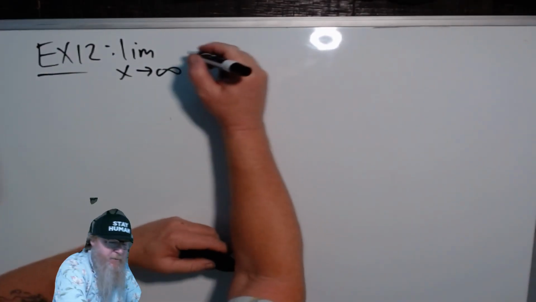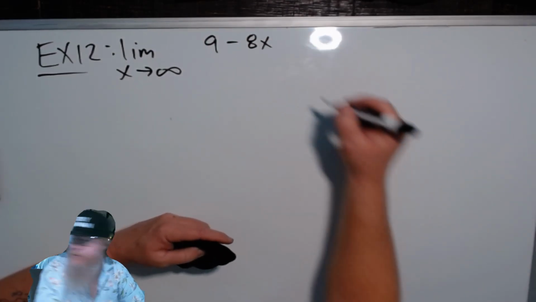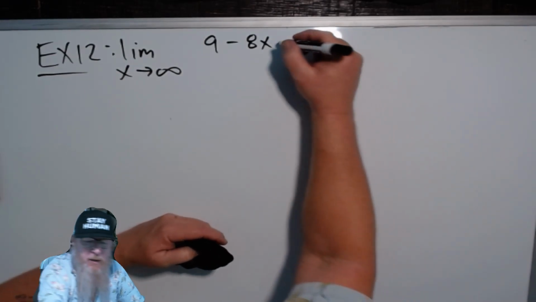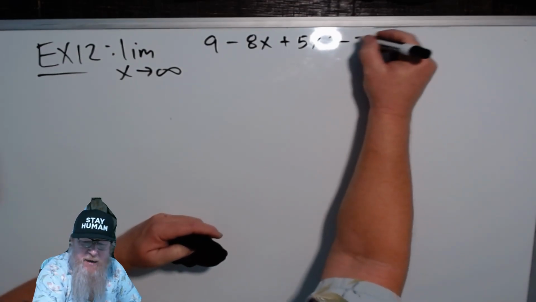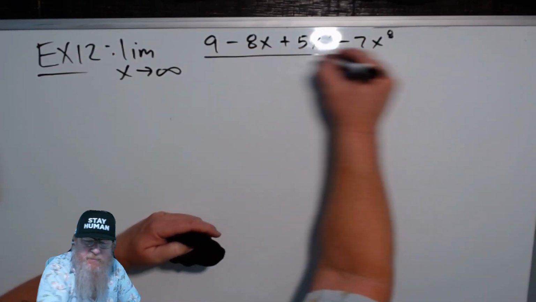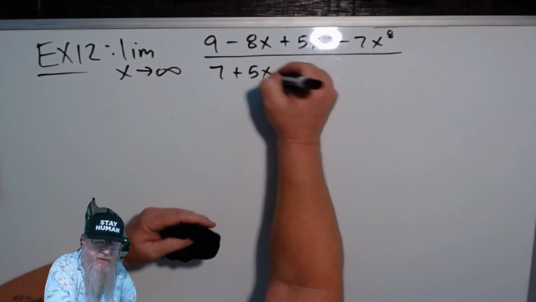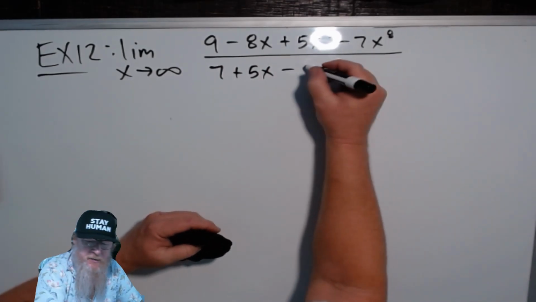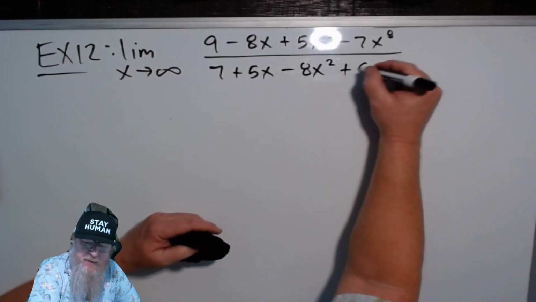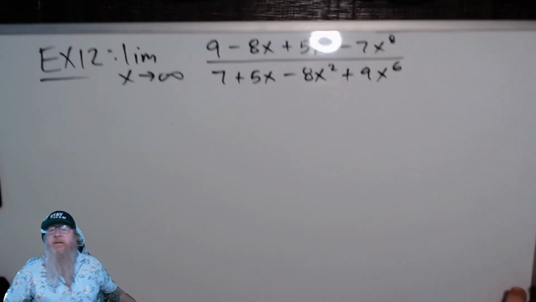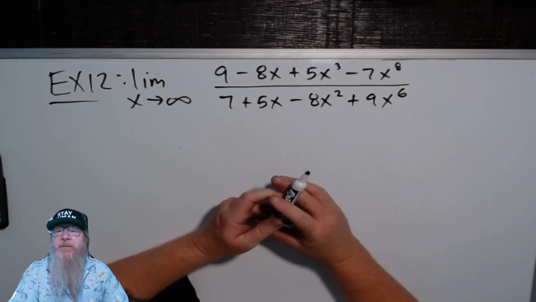So find the limit. We got (9 minus 8x plus 5x to the third minus 7x to the eighth) over (7 plus 5x minus 8x squared plus 9x to the sixth). Not much larger. It's really just the same concept.